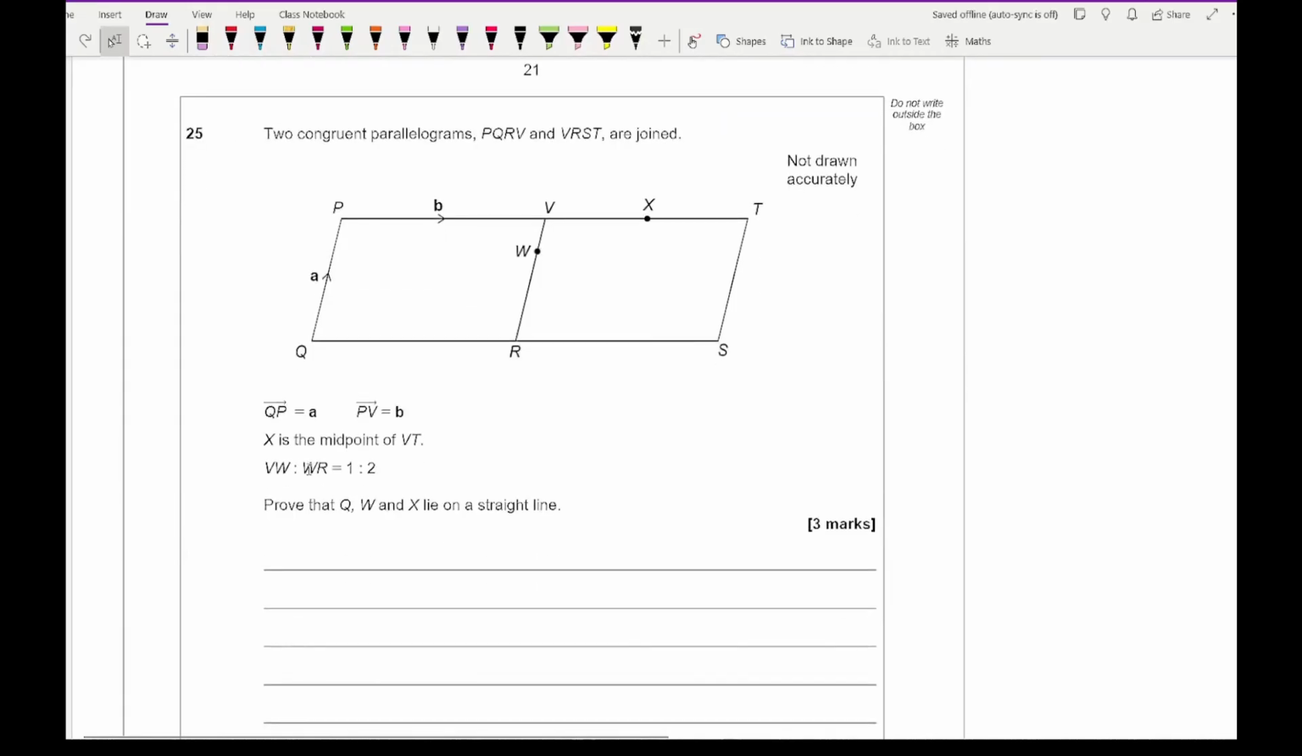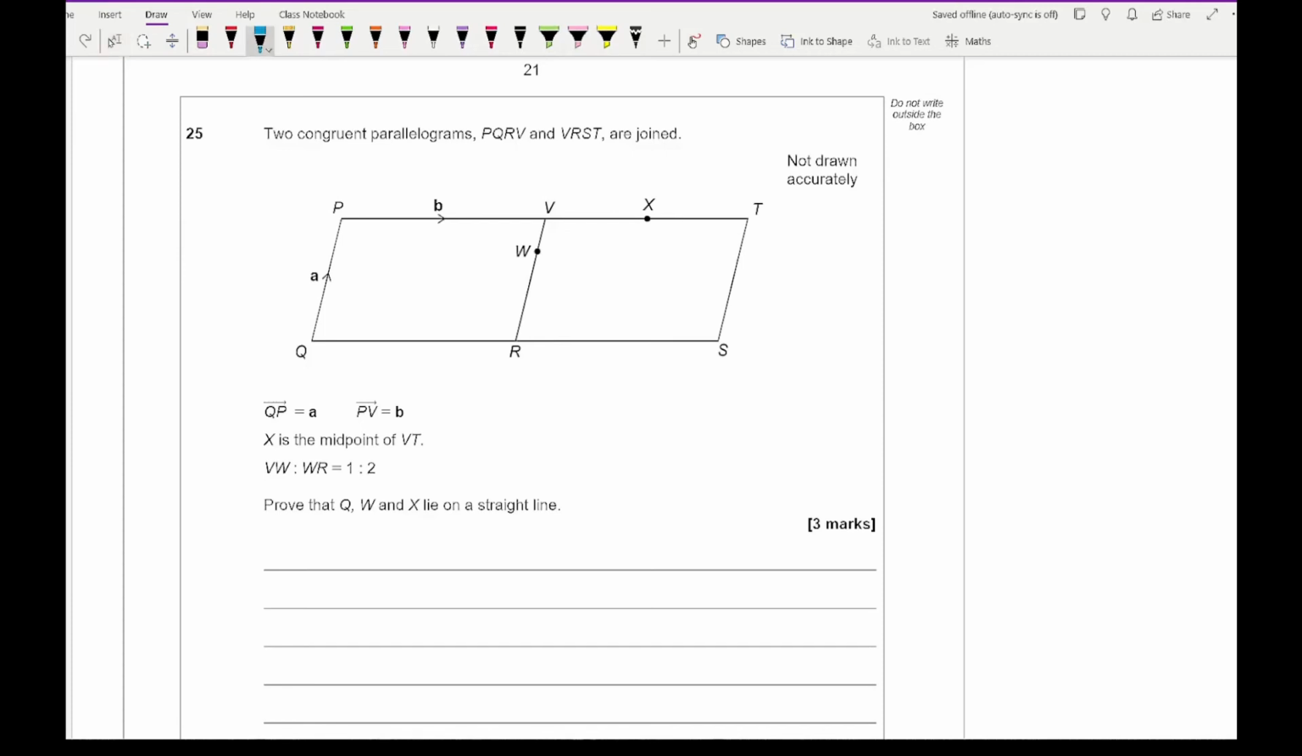Then moving on to question 25, it says we've got two congruent parallelograms, which basically means they are the same, and it says PQRV and VRST are joined. QP equals a and PV equals b. X is the midpoint of VT and VW to WR is 1 to 2. Prove that Q, W and X are on a straight line.